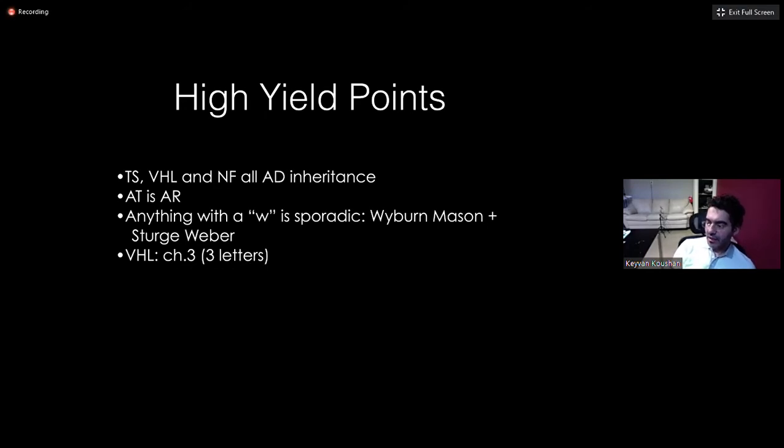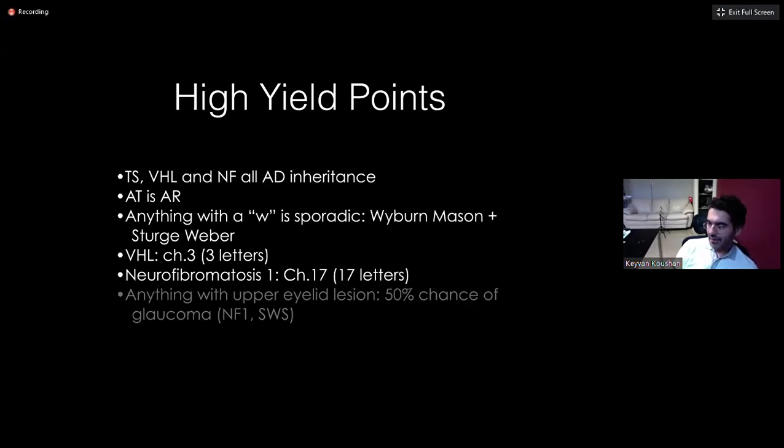And then VHL is autosomal dominant, as we just mentioned. Chromosome 3 has 3 letters, so 3 letters, VHL, chromosome 3. And then you have neurofibromatosis type 1, 17 letters, chromosome 17, also autosomal dominant. Again, I apologize, I feel bad giving you these things, but you've got to know them for the exam for some reason. And anything that involves the upper eyelid has a 50% chance of causing glaucoma. I mentioned that a few times already. So we have Sturge-Weber syndrome and neurofibromatosis type 1.